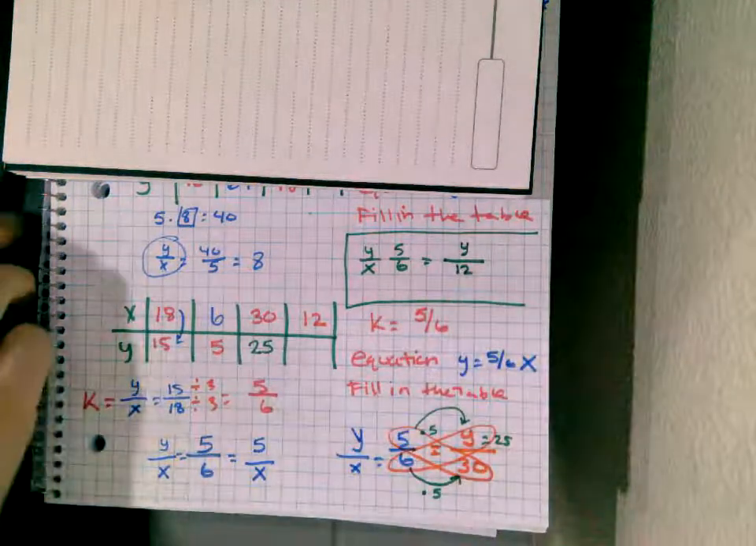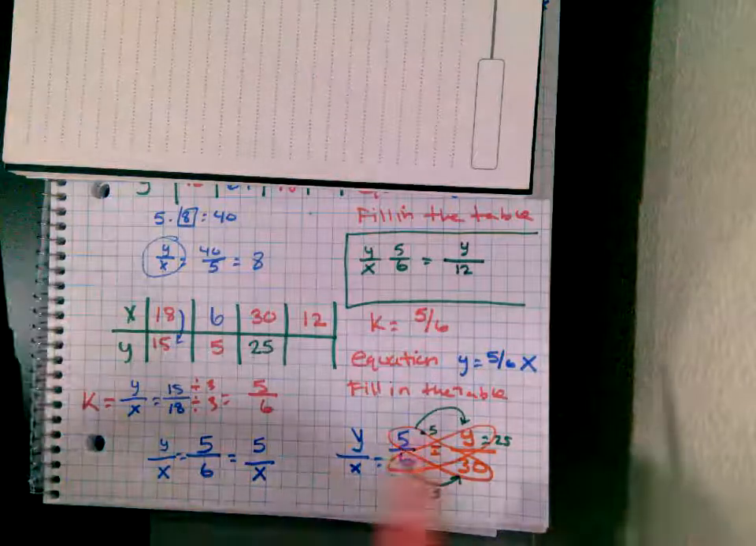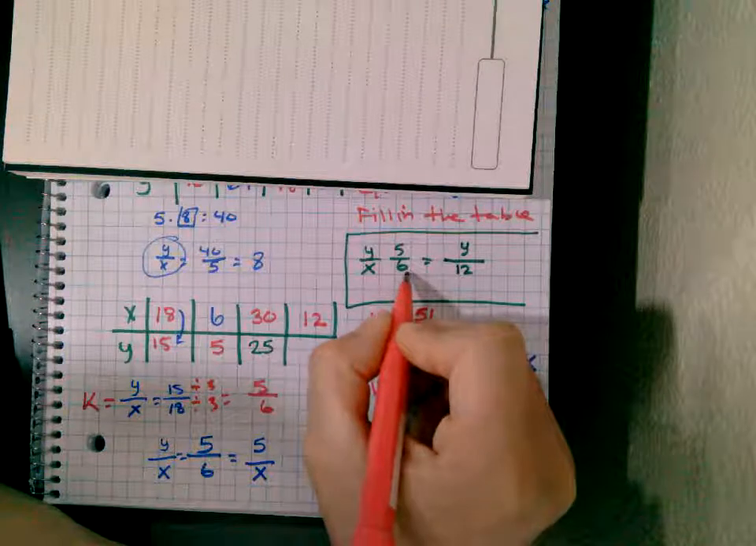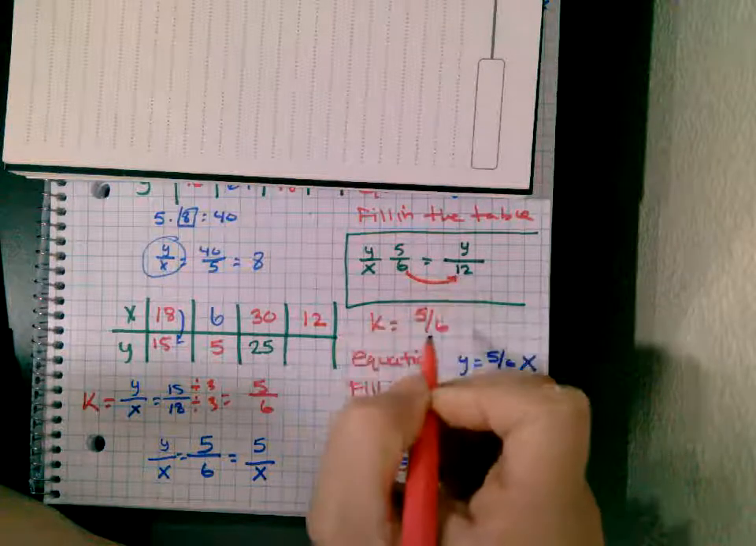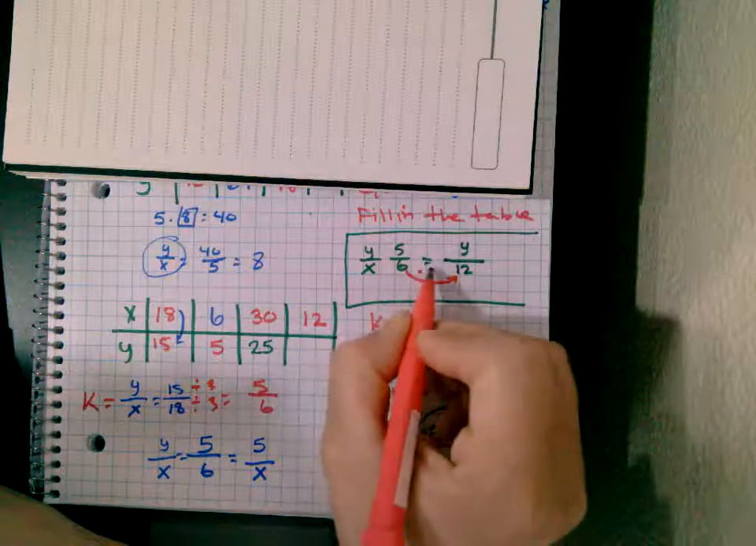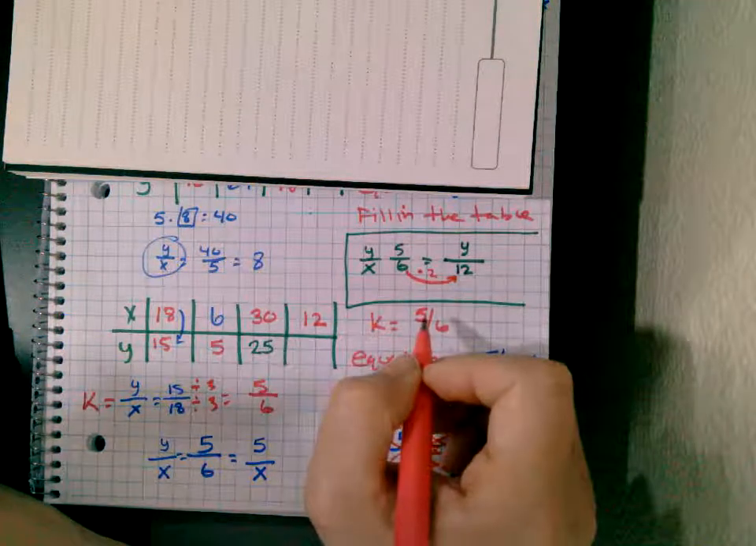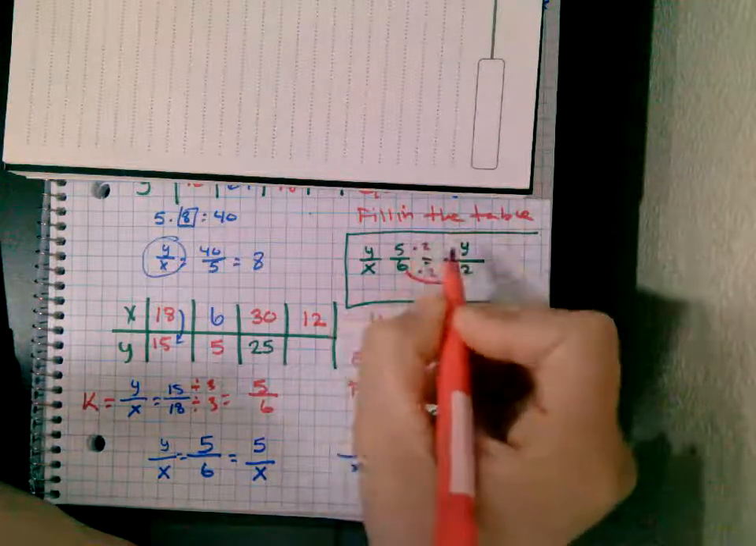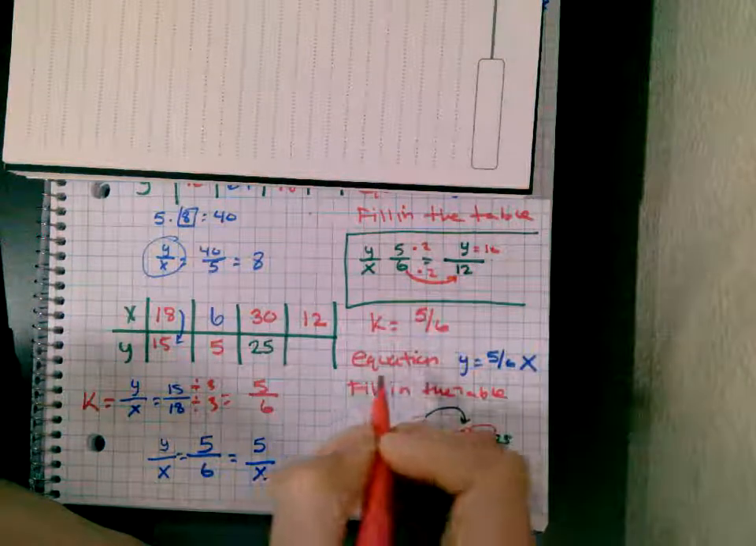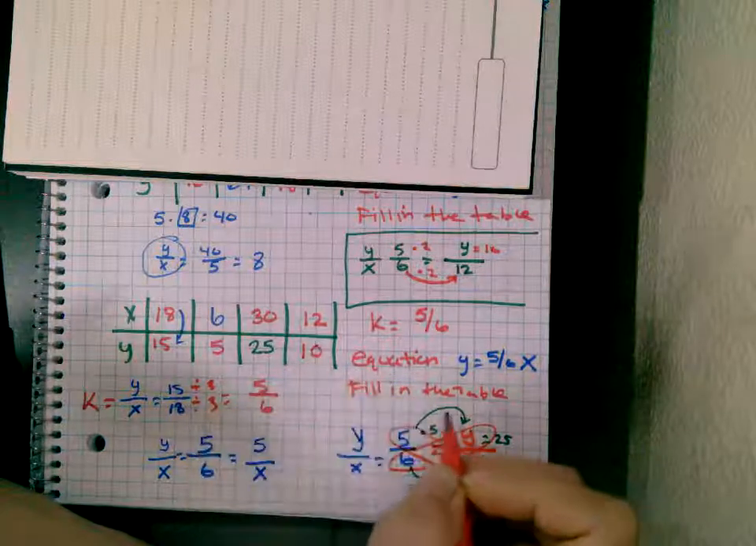Now you could do it the butterfly method, or you can try my shortcut. You ask yourself, how did I go from 6 to 12? What did I multiply 6 by to get to 12? Times 2. So then I'm going to multiply the top by 2. 5 times 2 is equal to 10. So the missing number is 10.